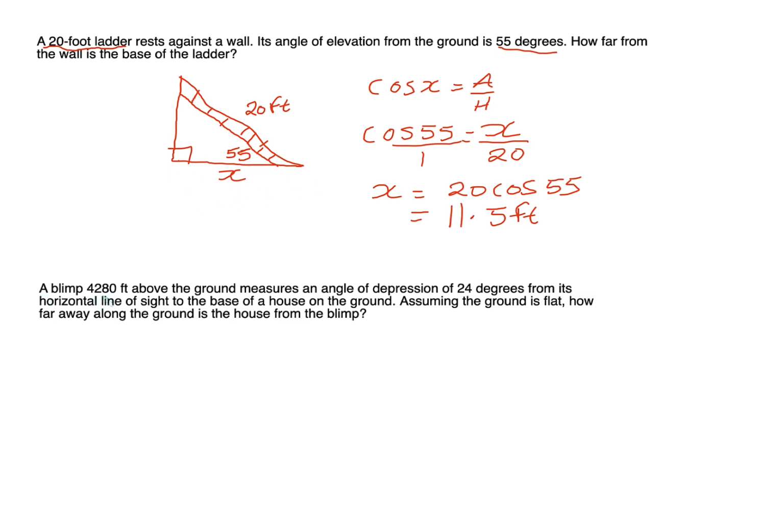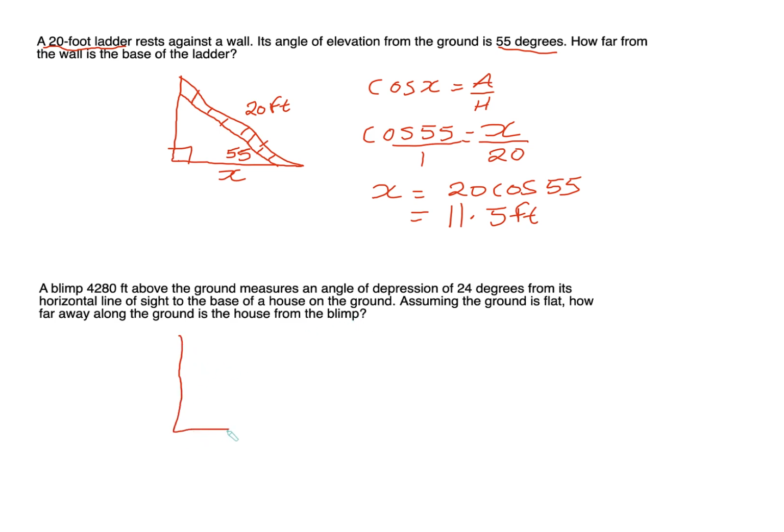I have a blimp that is 4,280 feet above the ground, measures an angle of depression of 24 degrees from its horizontal line of sight to the base of a house on the ground. Assuming the ground is flat, how far away along the ground is the house from the blimp?